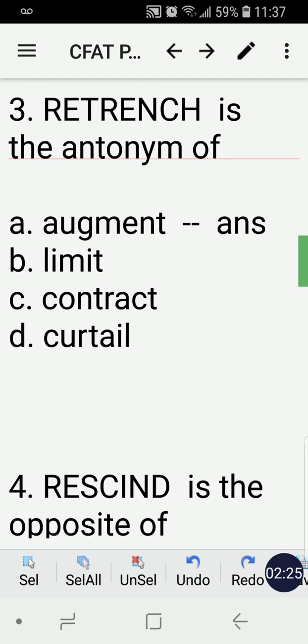Number three. Retrench is the antonym of A, augment. B, limit. C, contract. D, curtail. Correct answer is A, augment. Retrench is the antonym of augment.